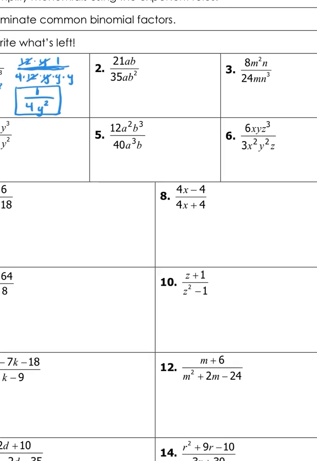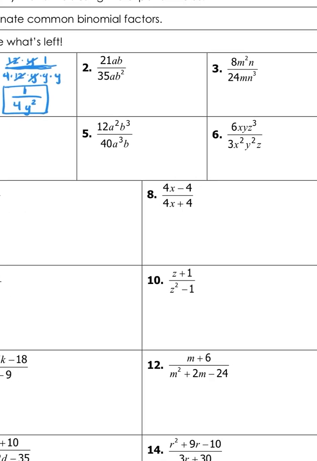Okay? So here, I can see that the 21 and the 35 can both be divided by 7. So the 21 is 3 times 7 times A times B. And here I have 5 times 7 times A times B, because there's 2 B's. So my 7's are going to cancel, my A's are going to cancel, and one of my B's is going to cancel. And so on the top, I'm left with 3, and on the bottom, I'm left with 5B. Okay. Here I have 8 and 24.